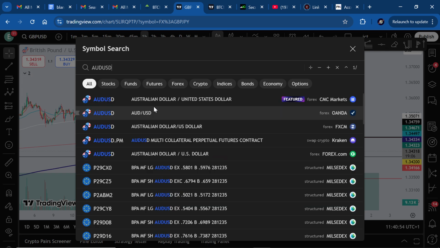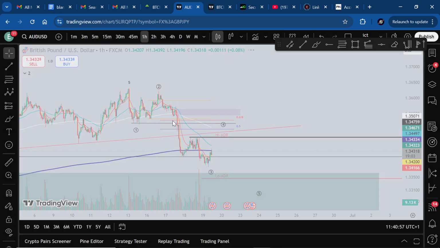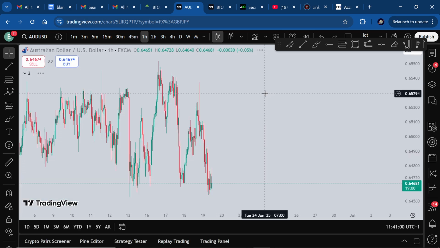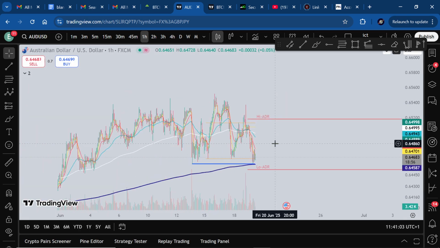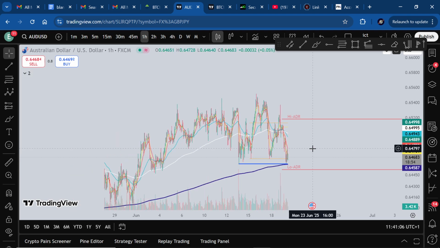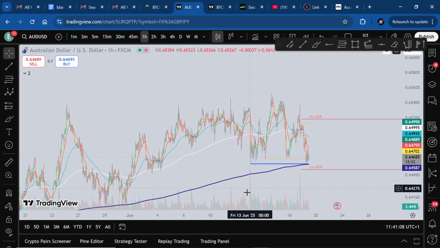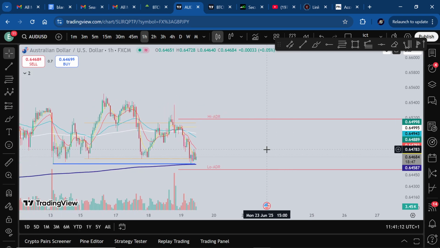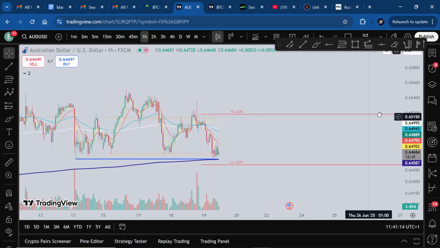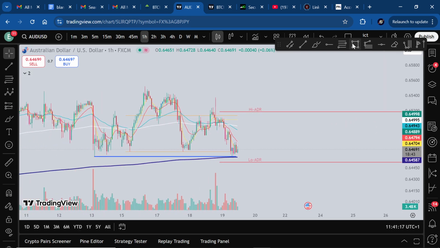AUDUSD, which is a bit less straightforward. At least yesterday it was. Let's see what it's saying now. Looking for that low to get taken out. This looks like a distribution. Looking for this low to get taken out, which it may have even done so. And then I'm looking for a sell in this region here.